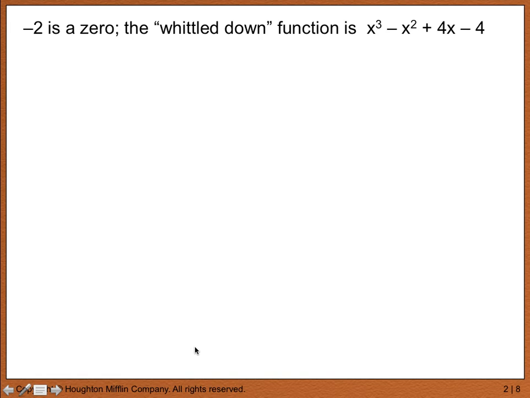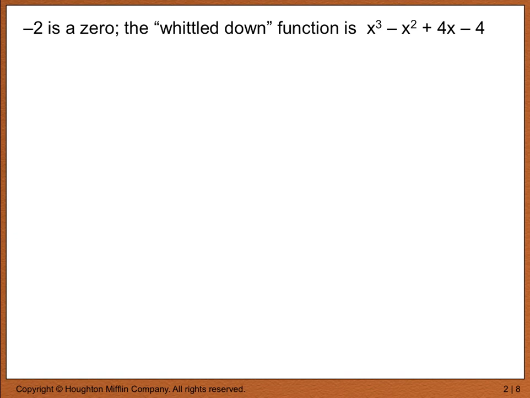Okay, bringing that forward again onto this screen, negative 2 is a 0. The whittled down function is x cubed minus x squared plus 4x minus 4. Now this is the part where I asked you to resume again because at this point, you could keep doing the synthetic division, but it's going to end up wasting a lot of time because I want to show you a trick that you can often use.